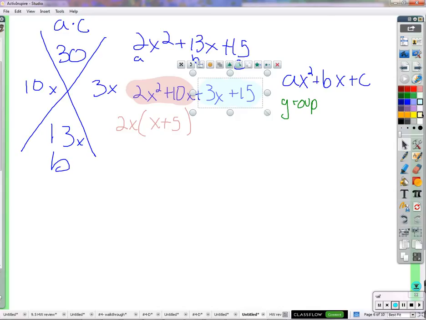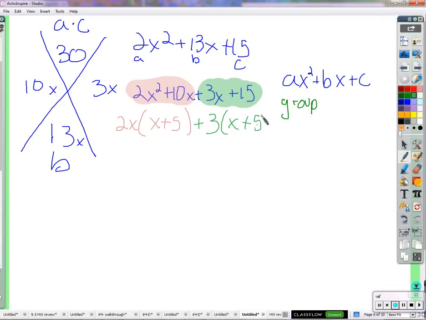Can't see that either. Ah, that works. All right, this group, we're going to do the same thing to this group. What do the terms in this group have in common? What do 3x and 15 have in common? 3, right? This one doesn't have an x, so it won't just be 3 outside. So we factor out a 3 from this group, we get x plus 5. Yep. 3 times x is 3x, 3 times 5, 15. Right?